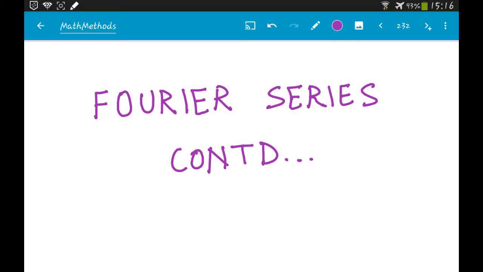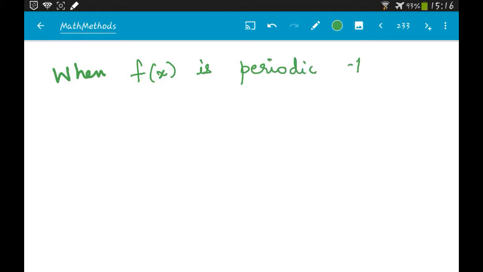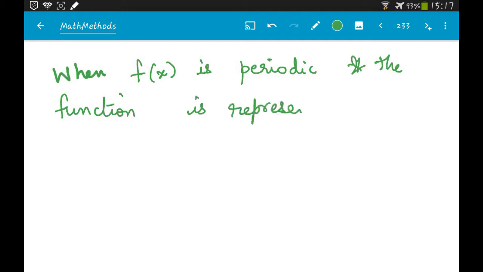In the previous lecture we have looked at functions which are periodic with a period 2 pi. But what about those functions which are also periodic but the period is different from 2 pi? So we'll look at those kinds of functions today. When f of x is periodic, and the function is represented between minus pi and pi, so the period is 2 pi.